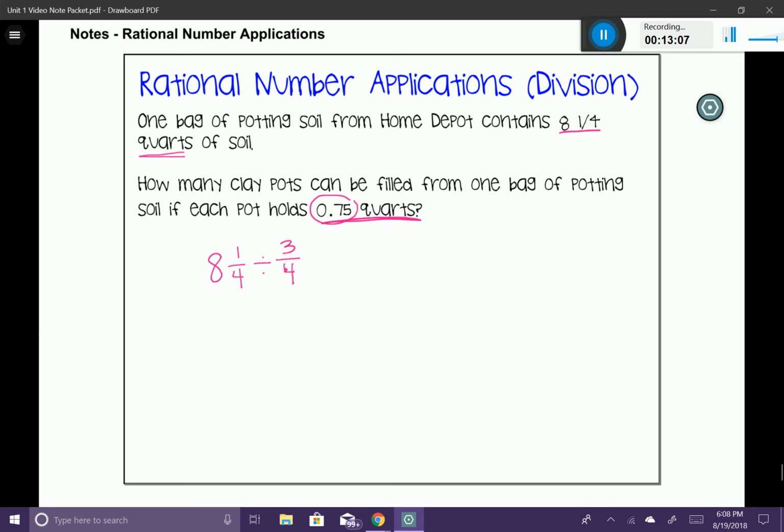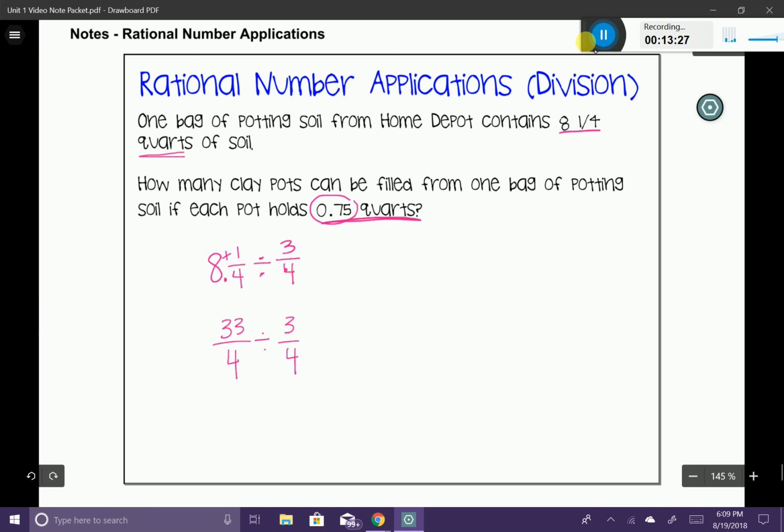All right, now that we have our rational numbers here, we have these nice fractions, let's go ahead and change our mixed number into an improper fraction. So we have 4 times 8 plus 1. That's going to leave us with 33 over 4. And I'm just going to rewrite it as divided by 3/4.